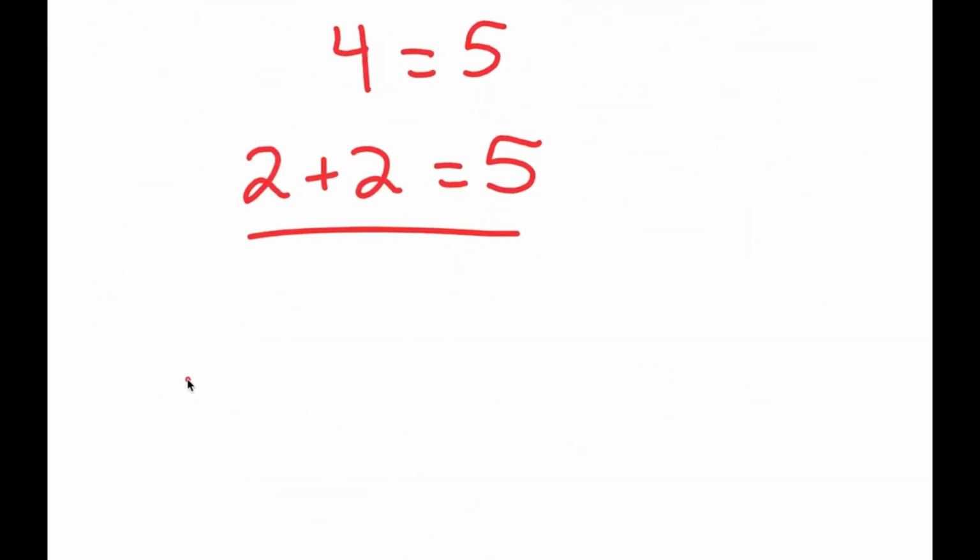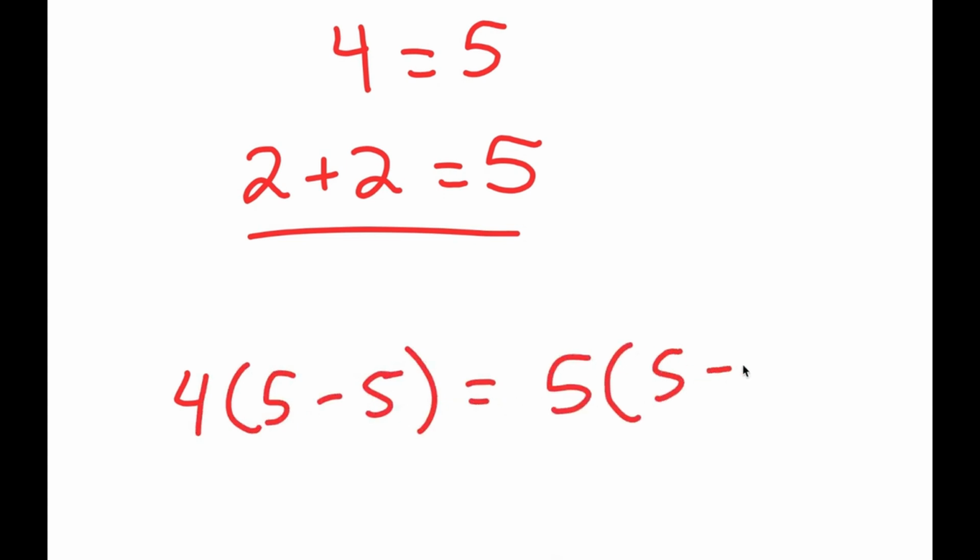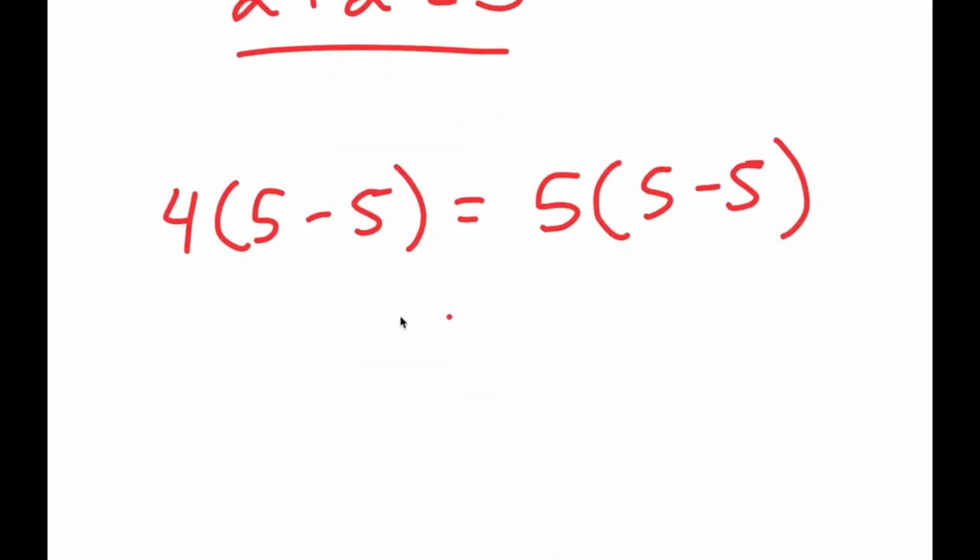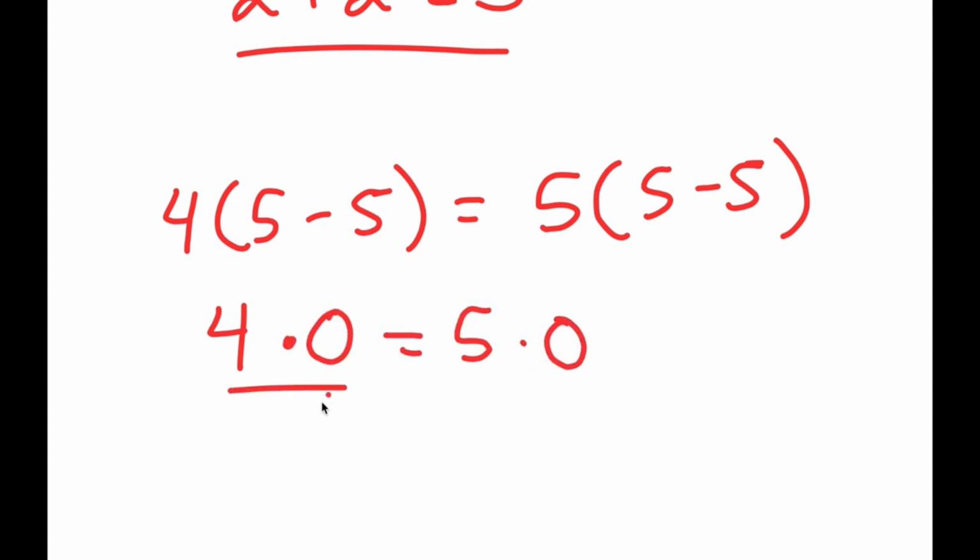So let me write this right here. I have 4 times 5 minus 5 is equal to 5 times 5 minus 5, right? Well, instead of just going on and dividing both sides by 5 minus 5, what is 5 minus 5? 5 minus 5 is equal to 0, right? So this is basically 4 times 0 is equal to 5 times 0. And then now, if I try to divide both sides by 0, well, 0 divided by 0, that is not equal to 1. 0 divided by 0, that's indeterminate.